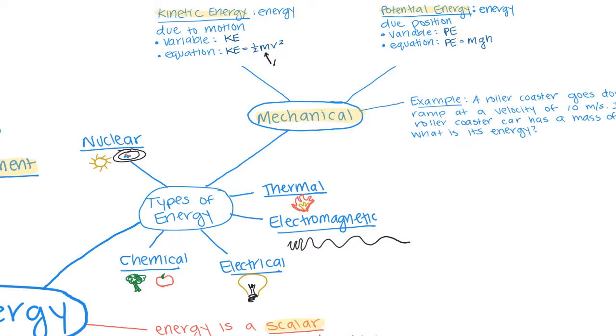So this is the mass. Remember, m stands for mass in most cases. And v is our velocity. So again, to calculate the kinetic energy of a moving object, you would multiply 1/2 times the object's mass times the velocity of the object squared.